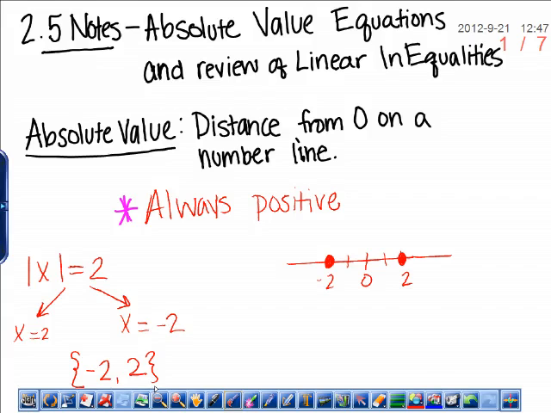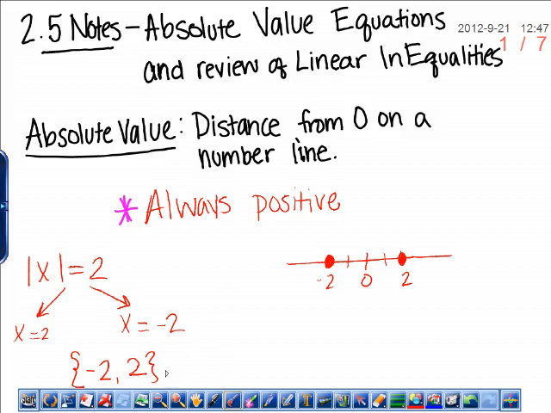Wait, why does it say always positive if the answer is -2 as well? Okay, because the solution, what's on the other side of the equal sign, is always positive. You can take the absolute value of any number, but the answer you are going to get when you take the absolute value, that's what's positive. Does that make sense? Okay.